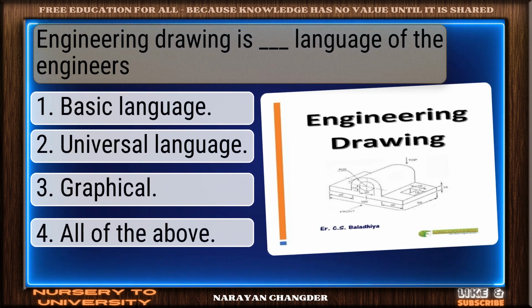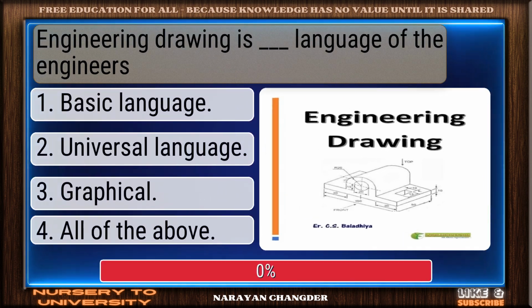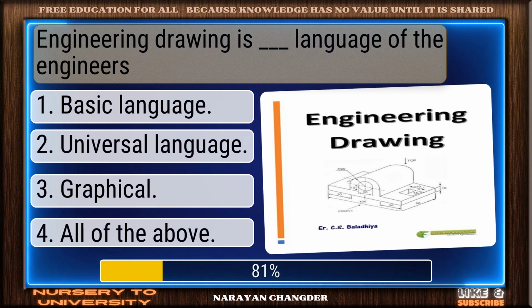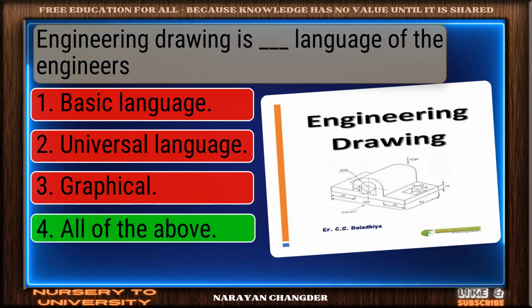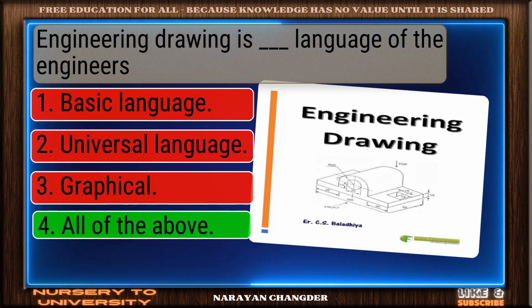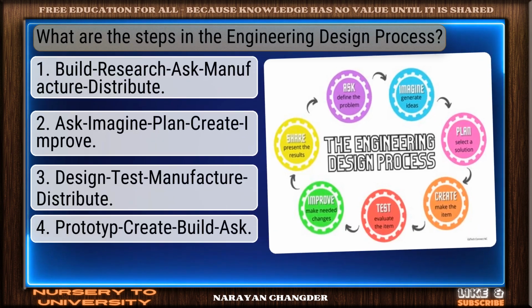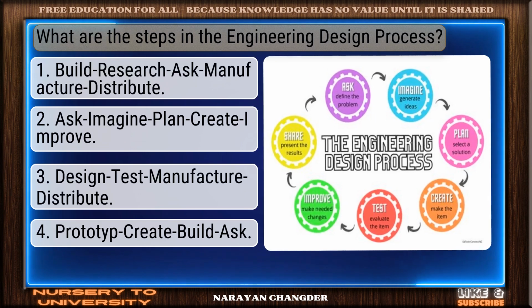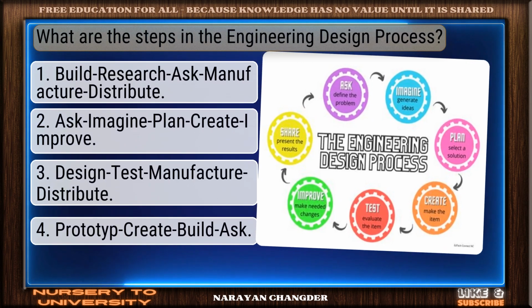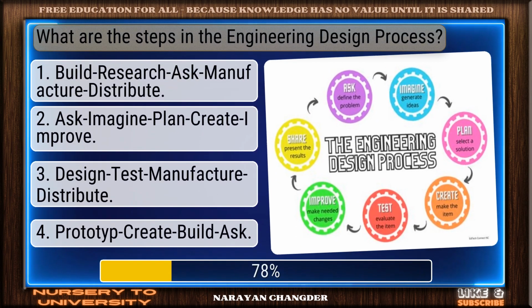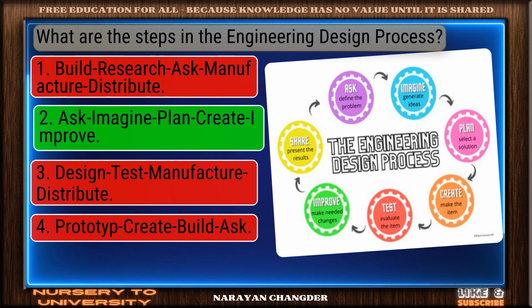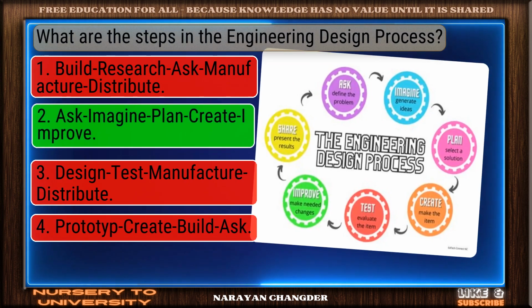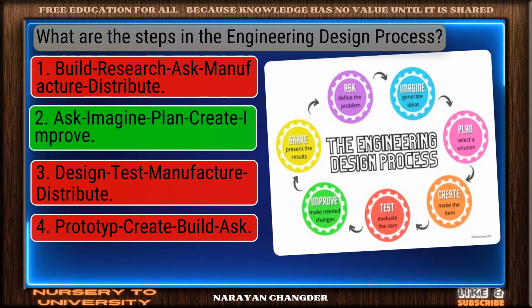Engineering drawing is dash language of the engineers. Exactly. All of the above makes sense, and it is the right choice. What are the steps in the engineering design process? Nice selection. Ask, imagine, plan, create, improve is the correct and valid answer.